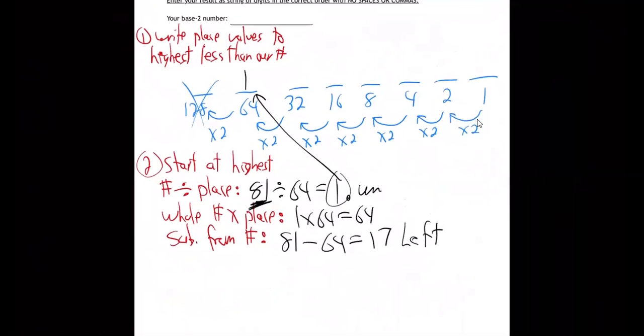Now what are we going to do? Step 3. Divide the number left by the place value. So what's the number left? 17 left divided by the place value. What's the next place value? And I should have said the next place.